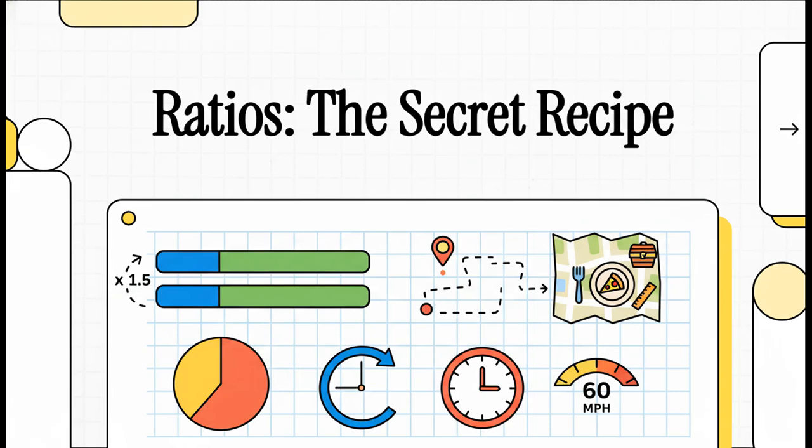Hey everyone, and welcome. Today, we're going to decode a kind of secret language. It's literally all around us, from the food you eat to the maps you use on your phone. It's the hidden recipe that structures our entire world, and it's all about ratios and proportions. So, let's dive right in.